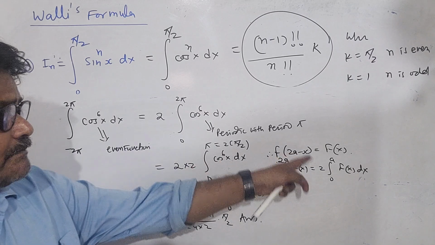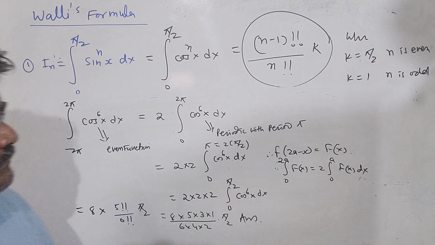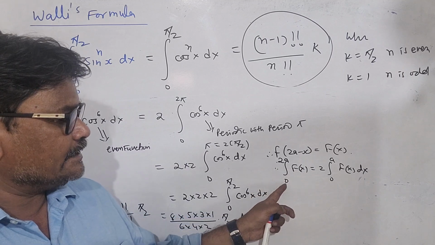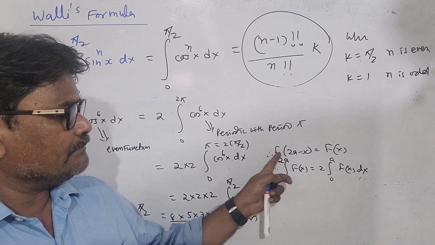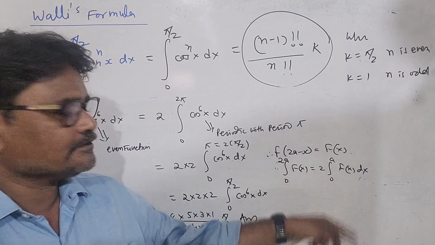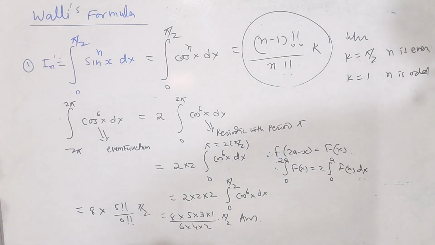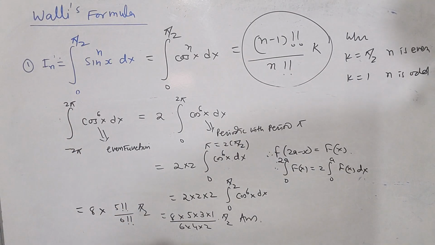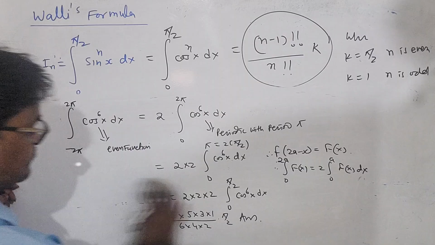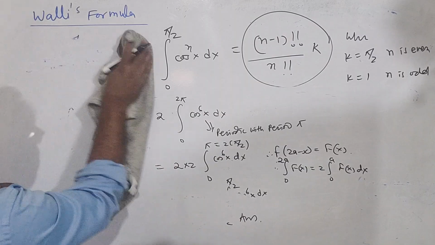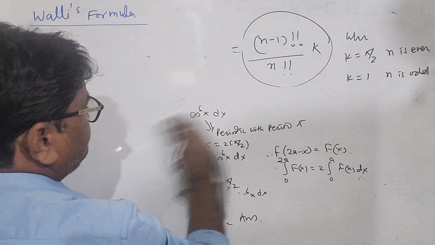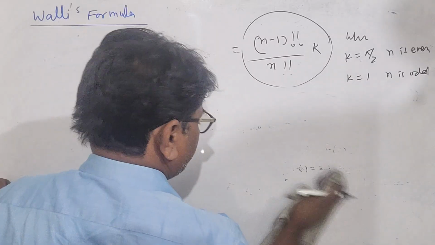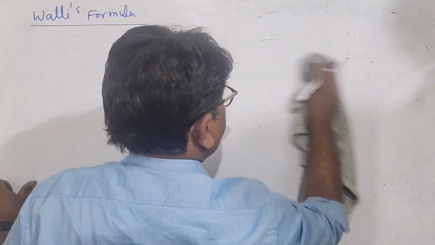Then again I can apply the property that the integral of f(x) dx, when the limit is 0 to 2a and f(2a minus x) is f(x), is 2 times the integral from 0 to a of f(x) dx. So this is Wallis formula. The second Wallis formula is also there. I am telling you that formula as well. Now you can apply that directly.